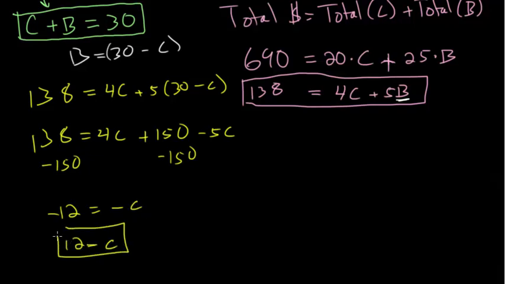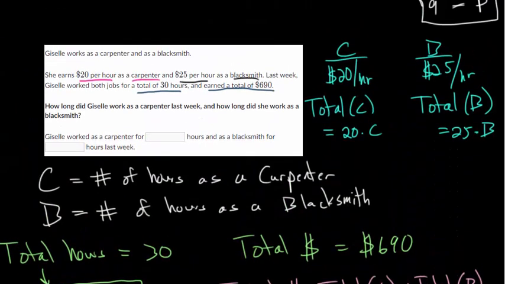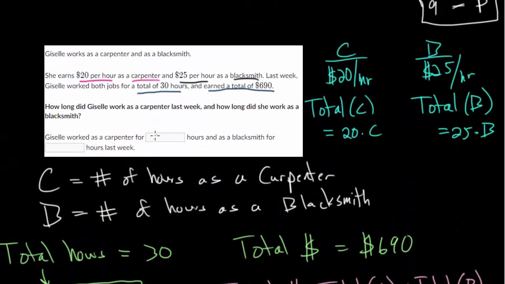So it looks like they spent 12 hours as a carpenter. And we know the total hours is 30. So if you plug in 12 here and subtract it, the number of hours as a blacksmith would be 18. So both of those add up to 30. But we want to make sense of it with the other information. So let's first put it up here, we have 12 as a carpenter, and 18 as that blacksmith, but let's make sure that the money makes sense.